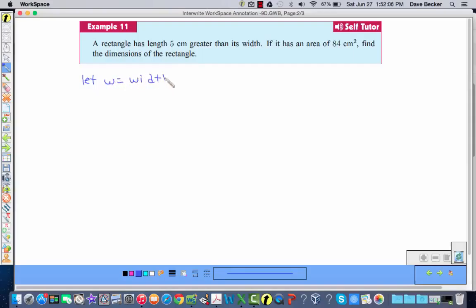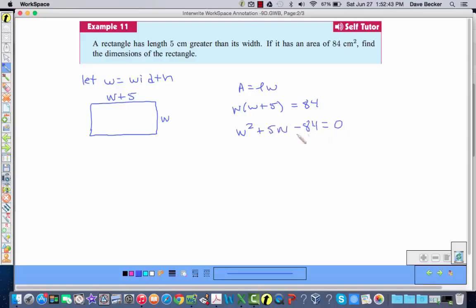And then since it's a rectangle, it helps to draw a picture, right? So this is W, and we want to stay in one variable, otherwise we're not going to be able to solve the equation. The length is 5 centimeters greater than its width, so that's W plus 5. And we know that its area is 84, and the area of a rectangle is equal to length times width. So W times W plus 5 is equal to 84.